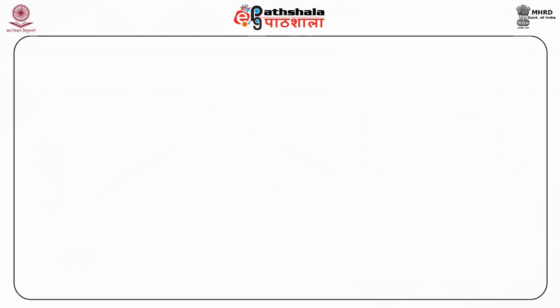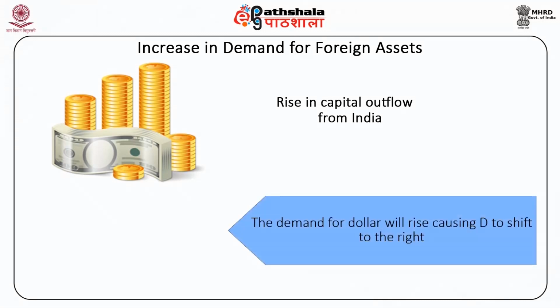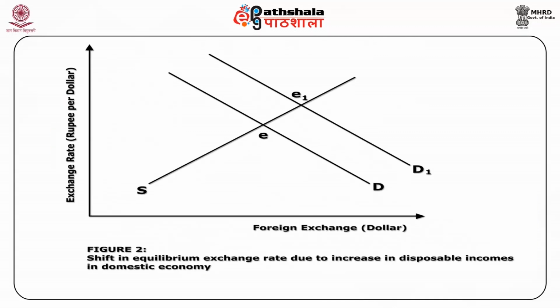Instead of rise in disposable income of Indians, now suppose the demand for foreign asset rises, resulting in rise in capital outflow from India. Consequently, the demand for dollar will rise, causing D to shift to the right. This is similar to the earlier case of rising disposable income in the domestic economy. The impact on exchange rate E is similar.